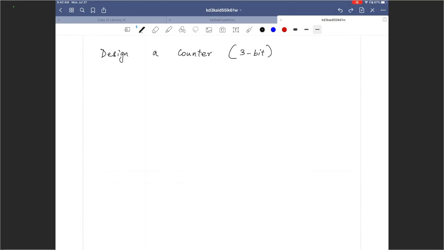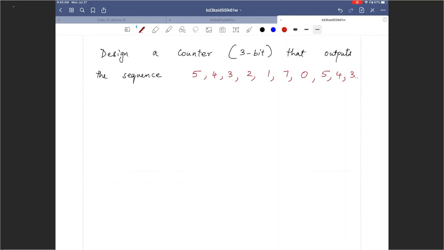So I'm going to say design a counter that outputs the sequence. Alan says 5432170. So 5432170. After 0, what is after 0, Alan? Is it back to 5? All right, so after that it repeats.